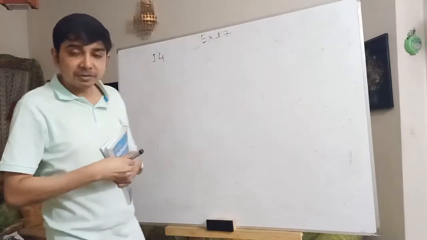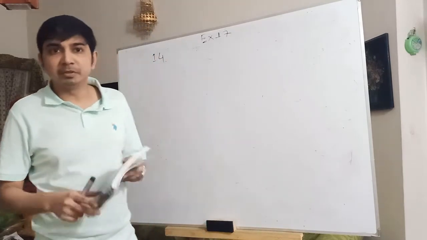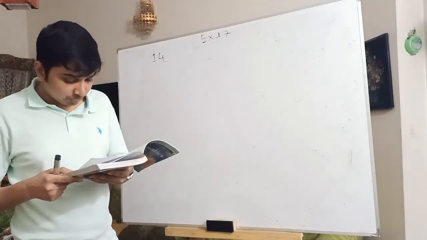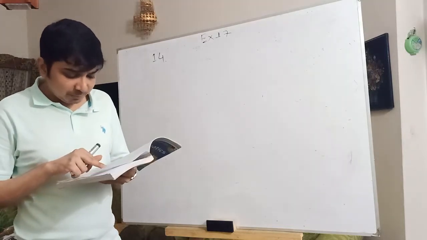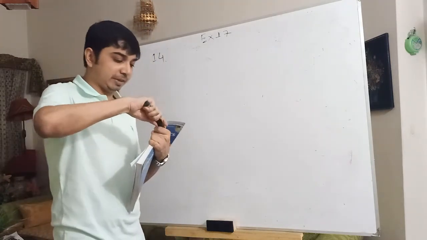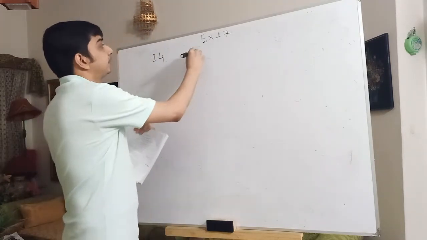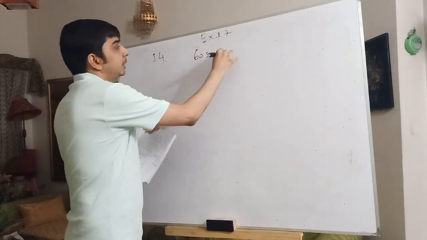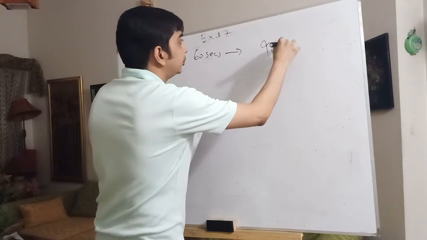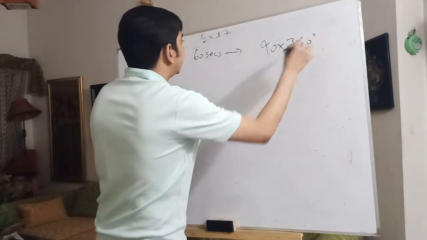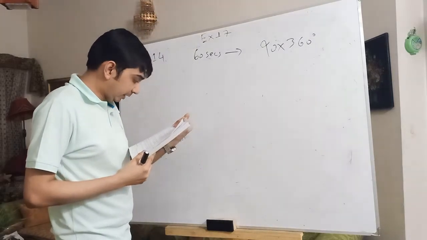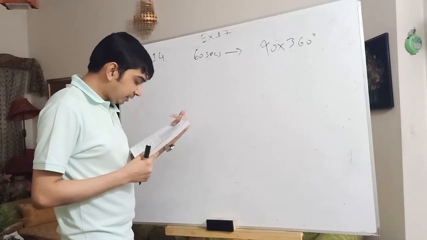So first, you have to understand that one revolution refers to how many degrees. One revolution means 360 degrees. So in 1 minute you have 90 revolutions. 1 minute is actually 60 seconds. You have 90 revolutions. That means the total number of degrees turned is 90 into 360 degrees. That is in 60 seconds, that is 1 minute. Now, how many degrees does it turn through in 1 second?